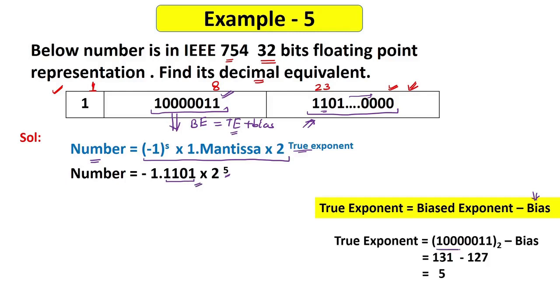So basically my biased exponent is this one minus the bias value, and this is actually 131 in decimal. Minus 127, I will get 5 for this example. So here I have got 5 as the true exponent. Okay, now this is the actual normalized form.